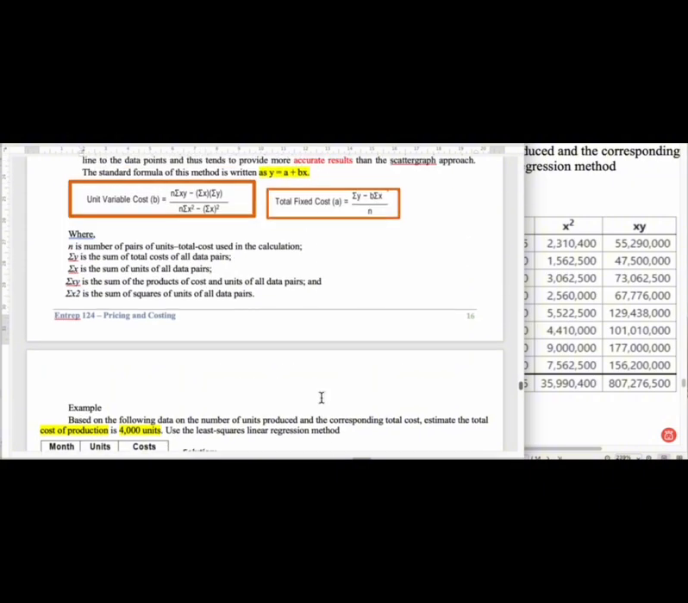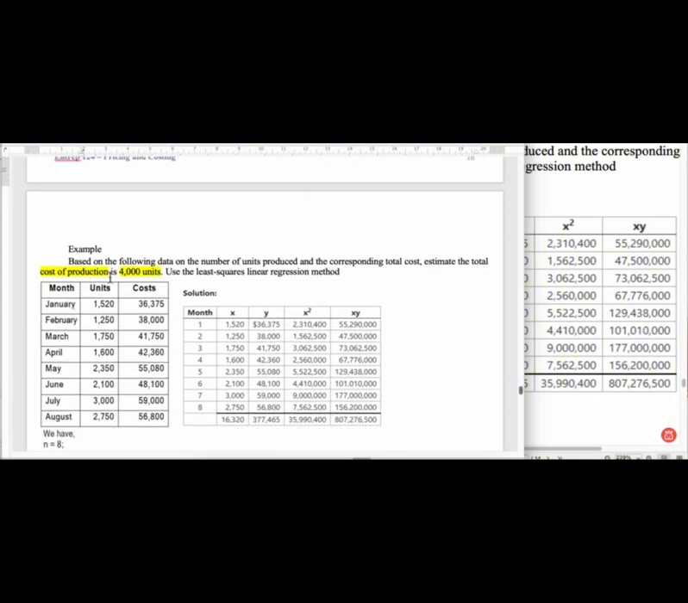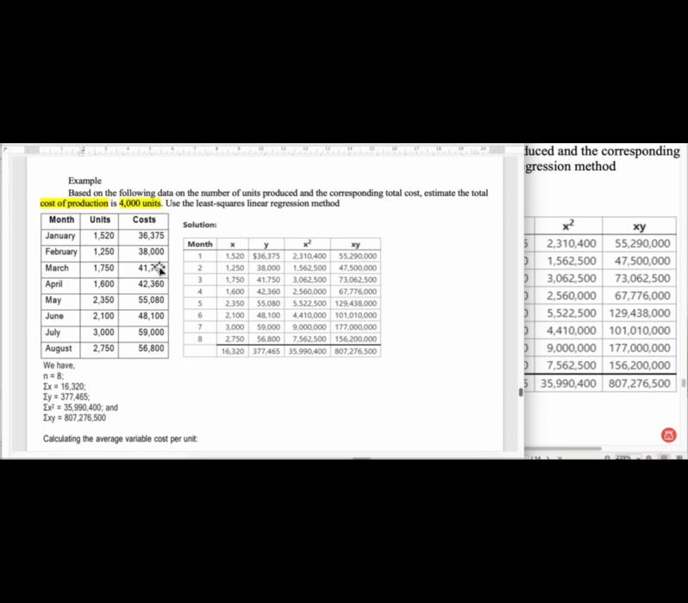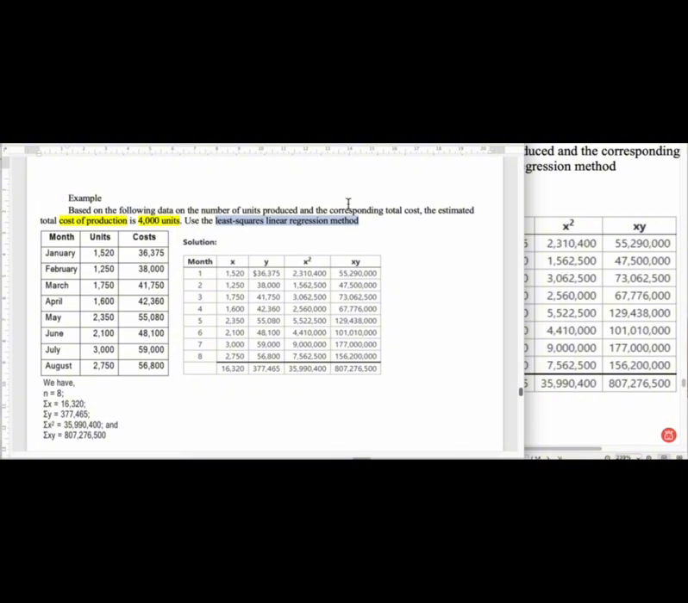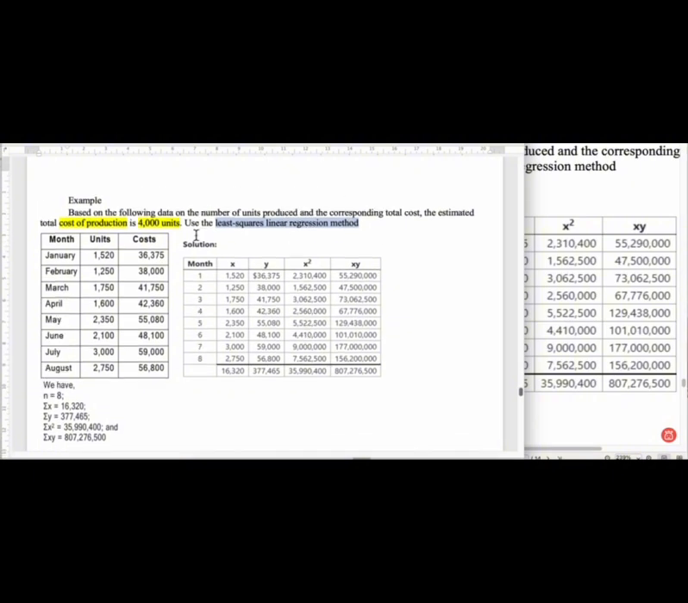Now for our sample problem: based on the following data on the number of units produced and the corresponding total cost, estimate the total cost of production. The estimated total cost of production is for 4,000 units. Then use the least squares linear regression method. Meaning you will solve this using this formula.